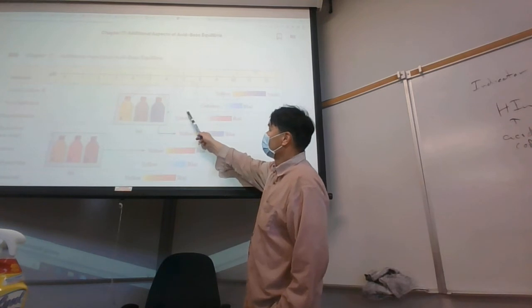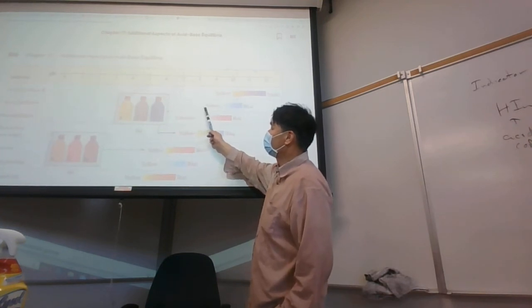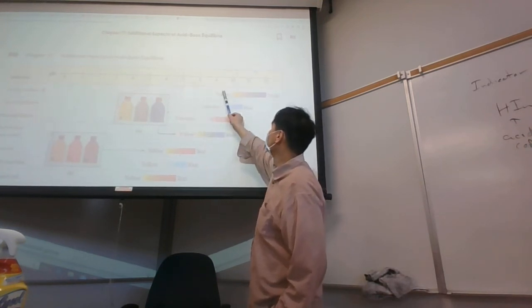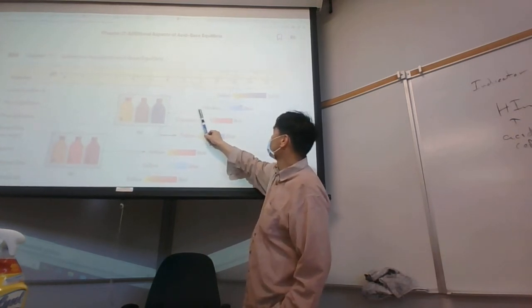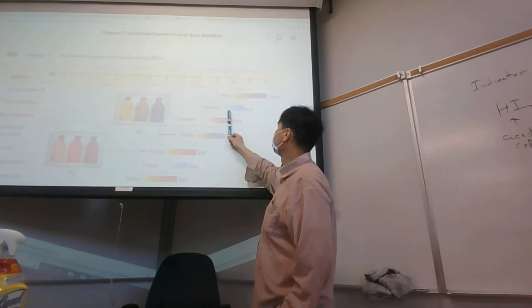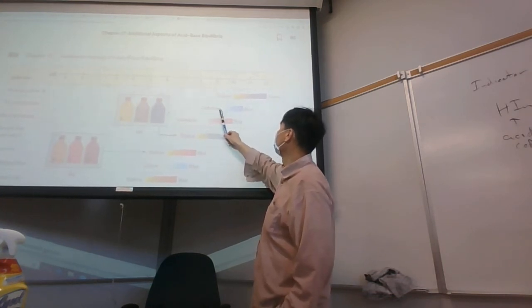If we look at thymolphthalein, its pKa is around 10. The acid color is colorless, the base color is blue. So we're going to have an intermediate color between about 9 and 11.